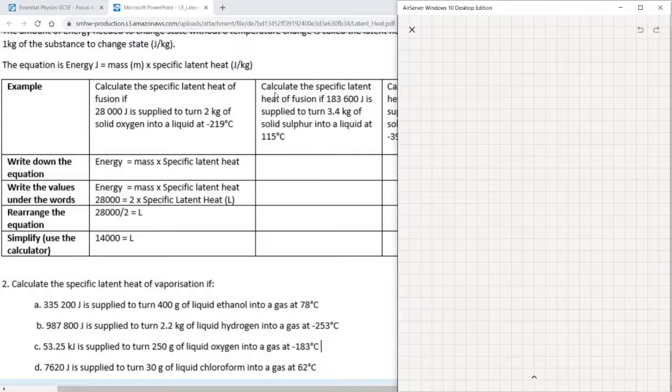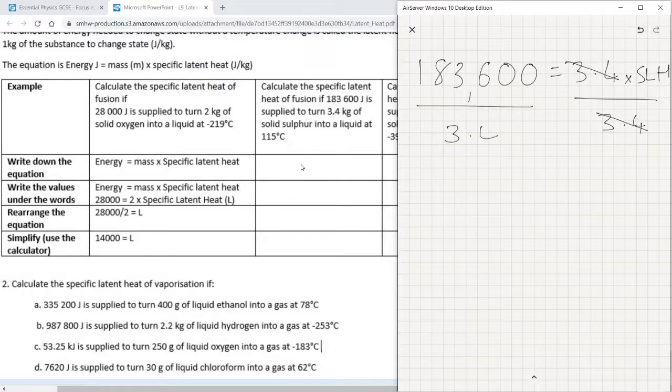Next one then. So calculate specific latent heat of fusion if 183,600 joules is supplied to turn 3.4 kilograms of solid sulfur into a liquid at 115 degrees. So that's going to be our specific latent heat that we are being asked to find. So just like last time, I'm going to divide both sides by 3.4 in this case, because I want the specific latent heat on its own on the right. So that's going to cancel out. I've got to divide this side by 3.4 as well.